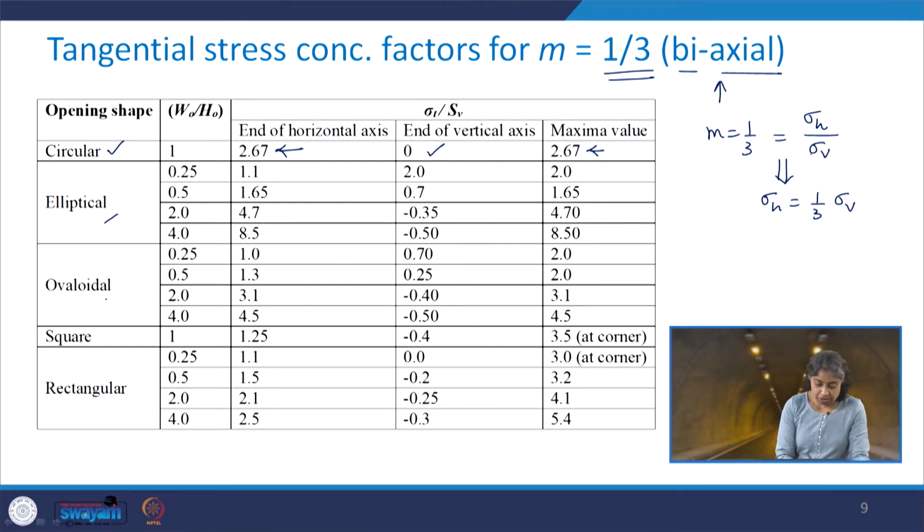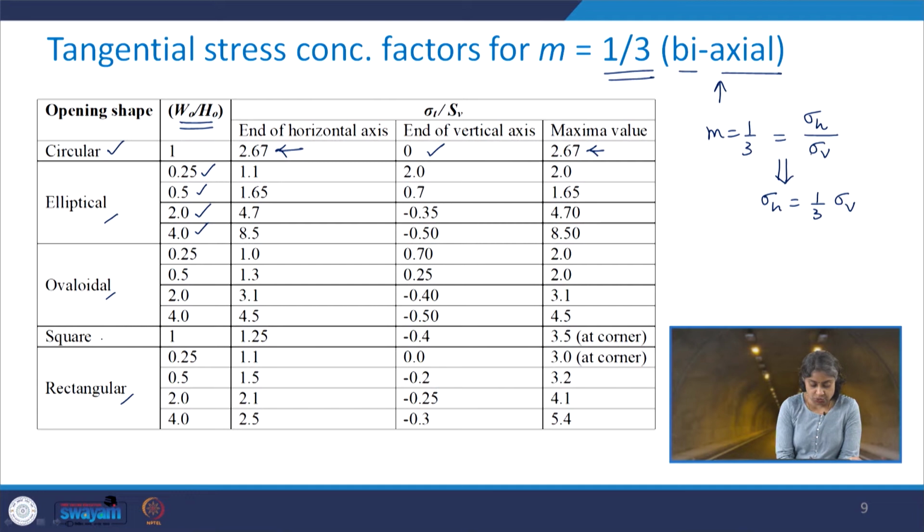For elliptical, ovaloidal and rectangular shapes, we considered 4 values of W naught by H naught, which were 0.25, 0.5, 2 and 4. And accordingly, we had the respective values of the stress concentration factor at the end of the horizontal axis, at the end of the vertical axis, and the maximum value.